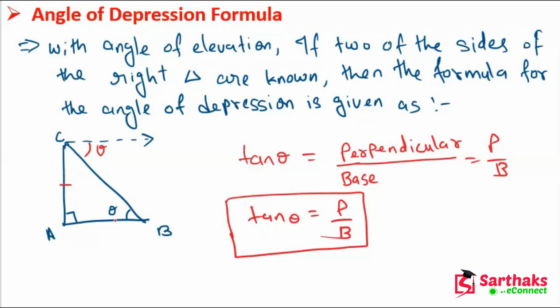So angle ABC is the angle of elevation, and angle C is the angle of depression. Both of these angles are equal, means angle ABC is equal to angle C is equal to theta. Okay, I hope you get this point. So now let's move on.